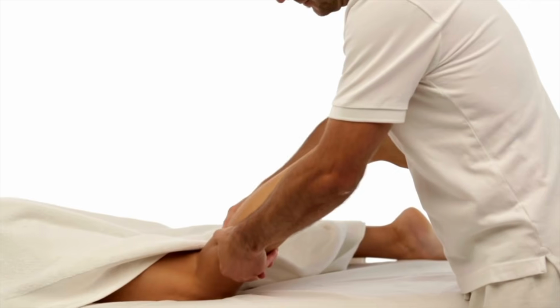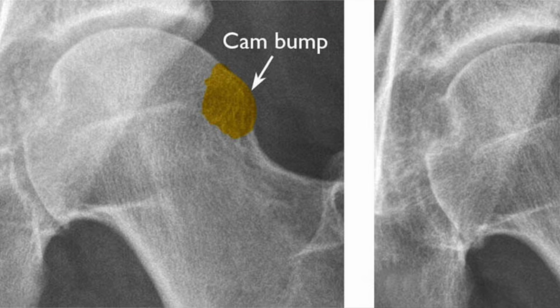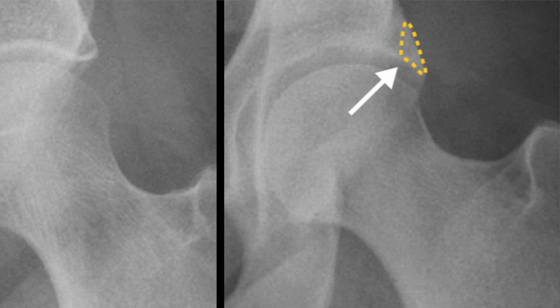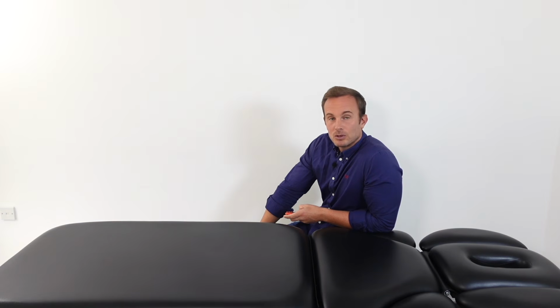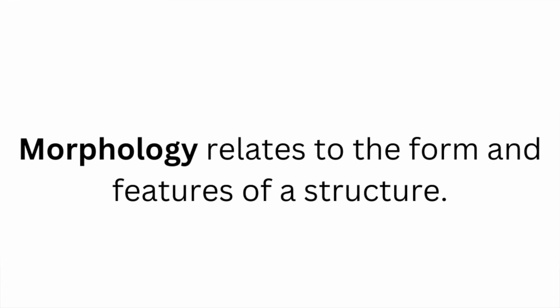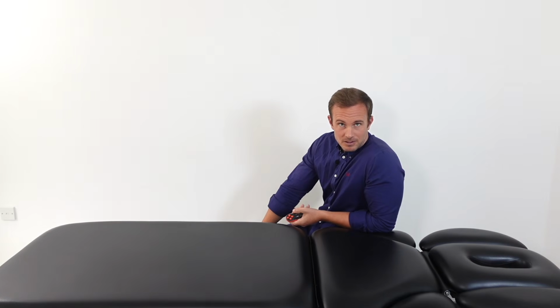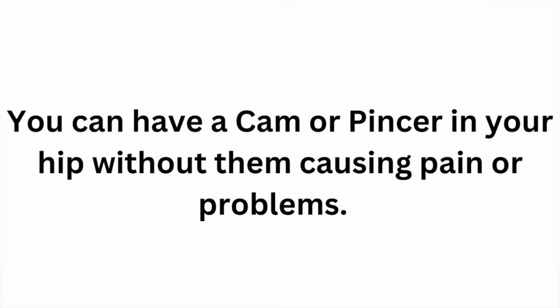So now that brings us on to the cam and the pincer, which are often referred to as deformities, but may be more correctly called morphologies, because they're often present without any symptoms. That is to say, you can have a cam, a pincer, or both without any hip pain. So they're not always the cause of the problem. Let's have a look at the cam.